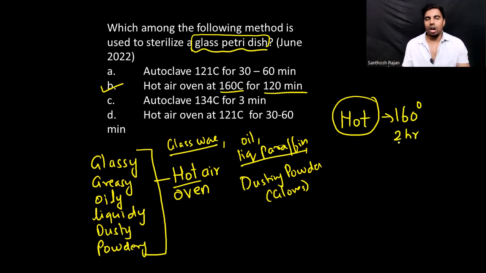2 hours, more. Hot means more. And the biological indicator, you already know, I already said it. Hot tea, hot sabji, hot roti. That means Bacillus atrophaeus, Bacillus subtilis and Clostridium tetani. I already said it. So the hot air oven is the most super.